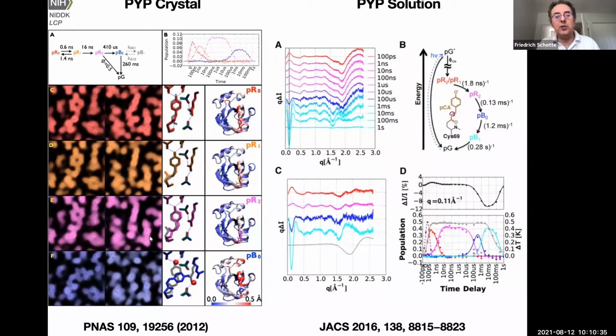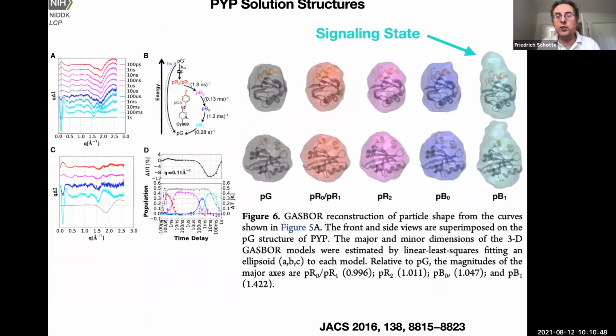And on top of that, we can measure their time constants, which for the early intermediates agree very well, except for this one here. And then, since we have these small angle scattering data, we can also use them to do structural modeling. So we found a signaling state in solution, which has this large end cap moving, which we couldn't observe in the crystal for obvious reasons, because it's jammed in the crystal. It can't make these large excursions.